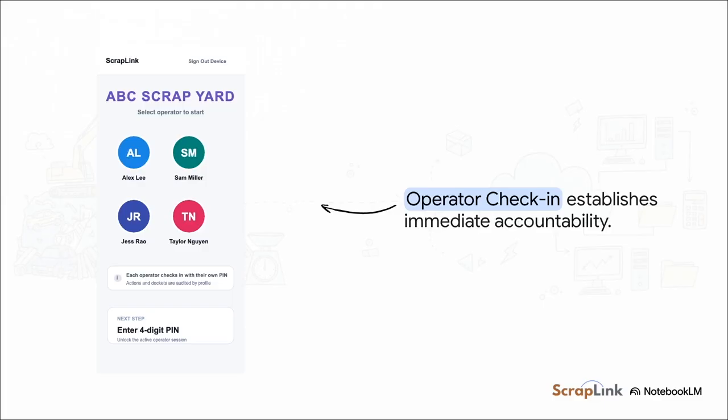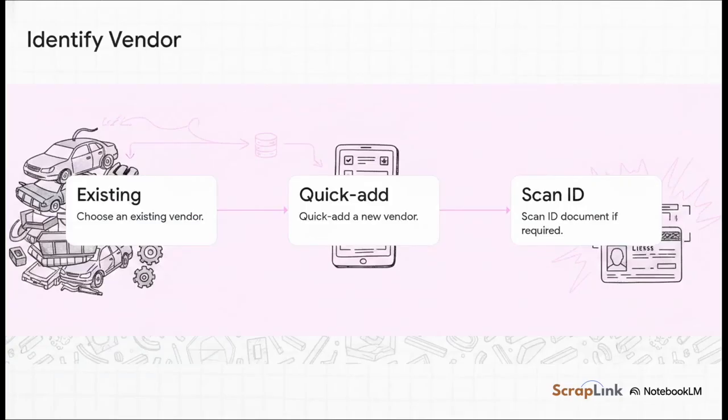It means every single weight entry, every photo taken, and every docket submitted is securely audited and directly attributed to the right person. Once our operator is securely checked in, they start a new purchase docket. And here's where we officially kick off our tracked docket, PA 2026-0715. The very first step, identifying who brought the material.